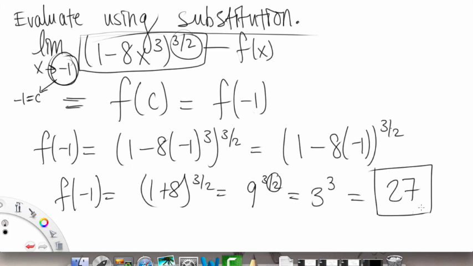Alright, so we didn't run into any problems, and problems meaning that we have a 0 in the denominator or something like that, or a negative inside of a square root, etc. But anyways, this worked out well, so this is going to be our answer.